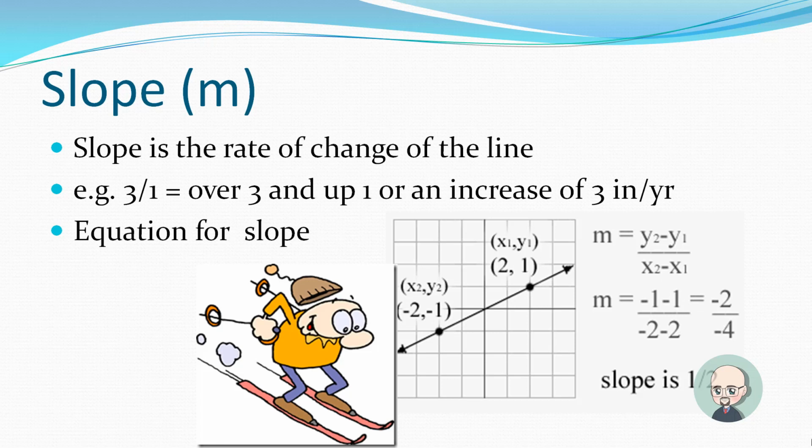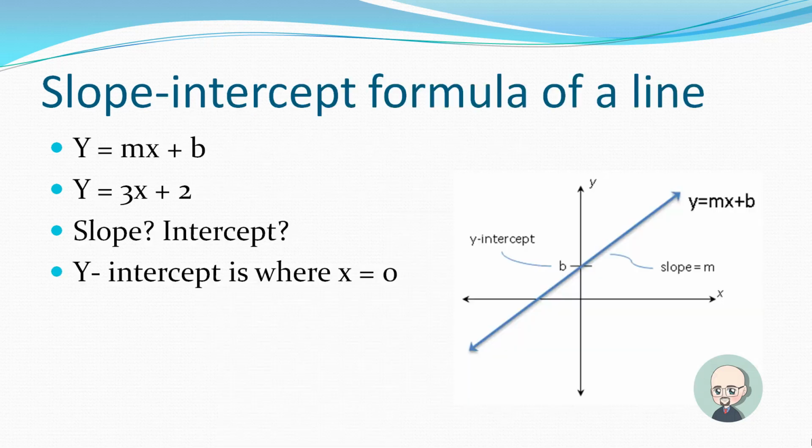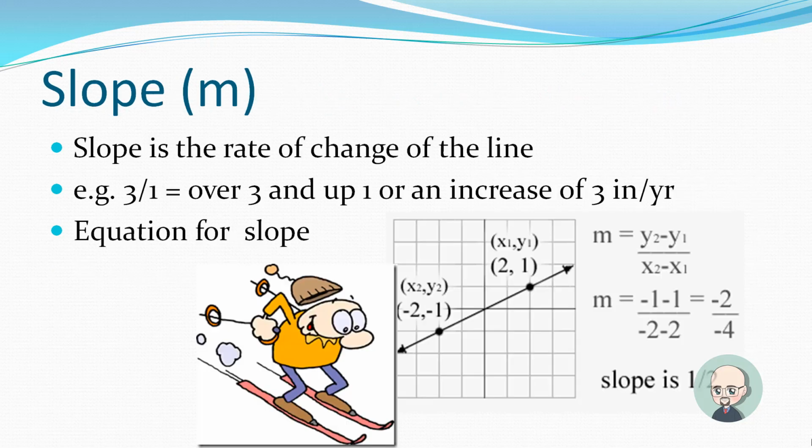The equation for slope is m equals y2 minus y1 over x2 minus x1. Okay? So we'll go into the formulas in a second. The first one is the slope-intercept formula of a line. There are two formulas for a line and the slope equation. The slope equation is the one we just did, which is y2 minus y1 over x2 minus x1. And those are the 2 points.